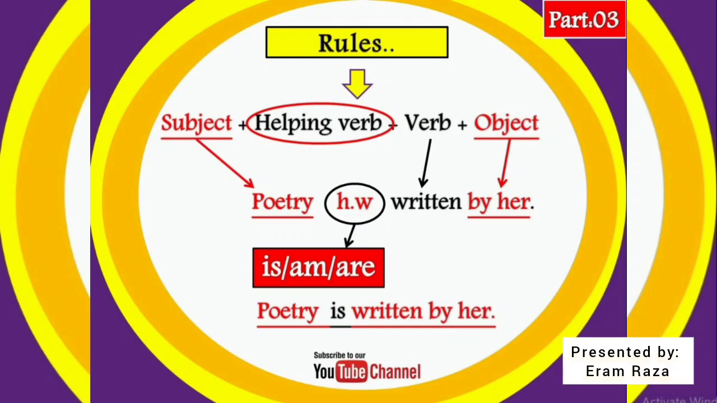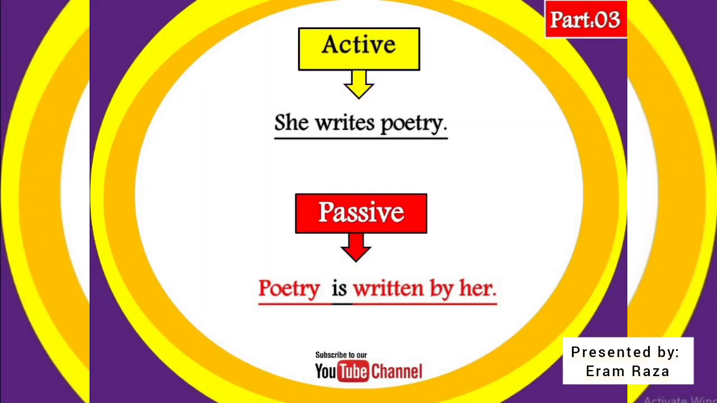I just tried my level best to give you the concept of active and passive voice. How can we change simple present active sentences into simple present passive statements? It's all about how we had an active statement, like "she writes poetry", so how are we able to change it into passive? So it becomes: poetry is written by her. So this is the passive statement.